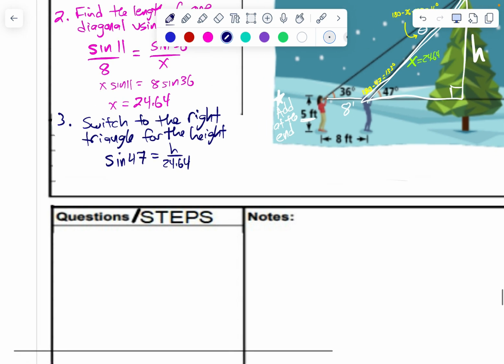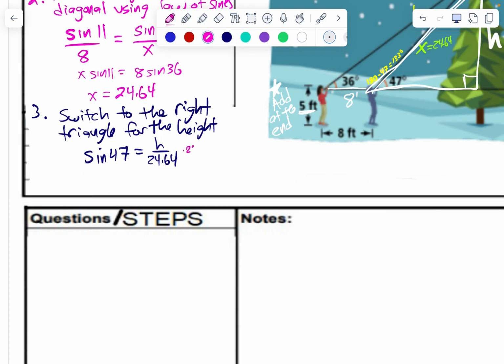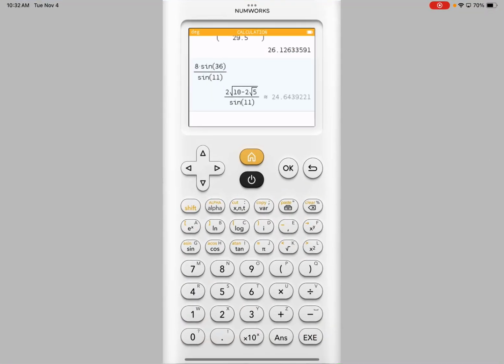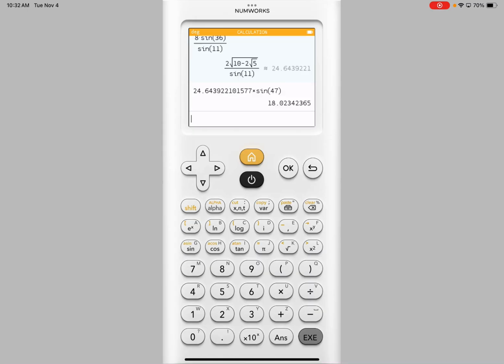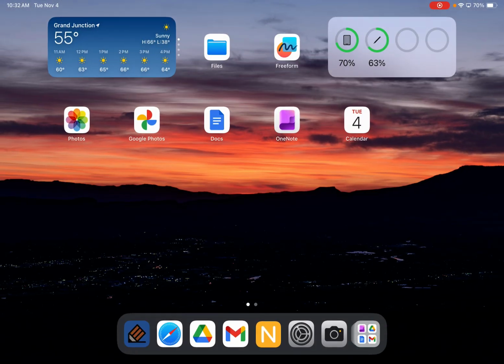Okay. And to solve for h, we just multiply both sides by 24.64. And so h is, actually, I'm going to grab that number, 24.64 times sine of 47. And we get 18 feet.